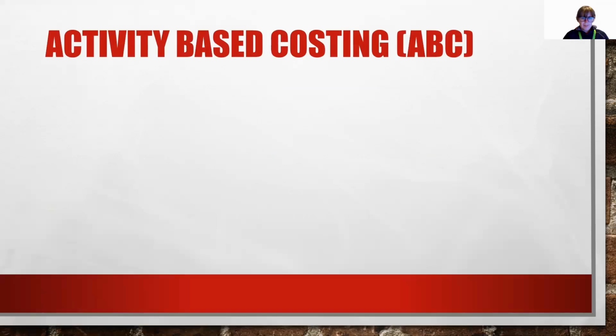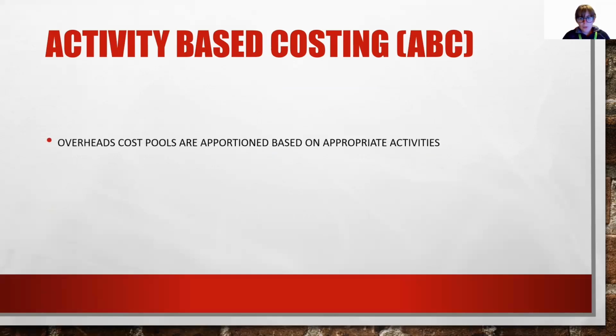Activity-based costing then. Remember, with this, it is a form of absorption costing, but it takes it to the next level. So overhead cost pools are going to be apportioned based on appropriate activities. There are going to be group-related costs into a pool, for example, electricity, or perhaps repairs and maintenance.